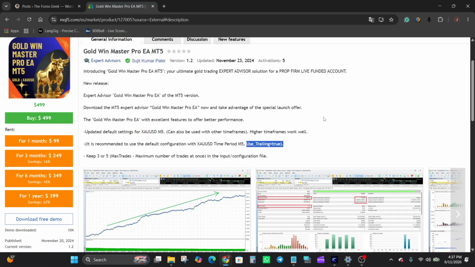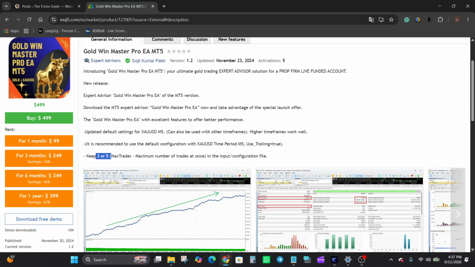Another important input is the max trade settings, where it's recommended to keep it around 3 to 5 maximum trades at once. That already tells me the EA is designed with controlled exposure in mind rather than overloading the account.